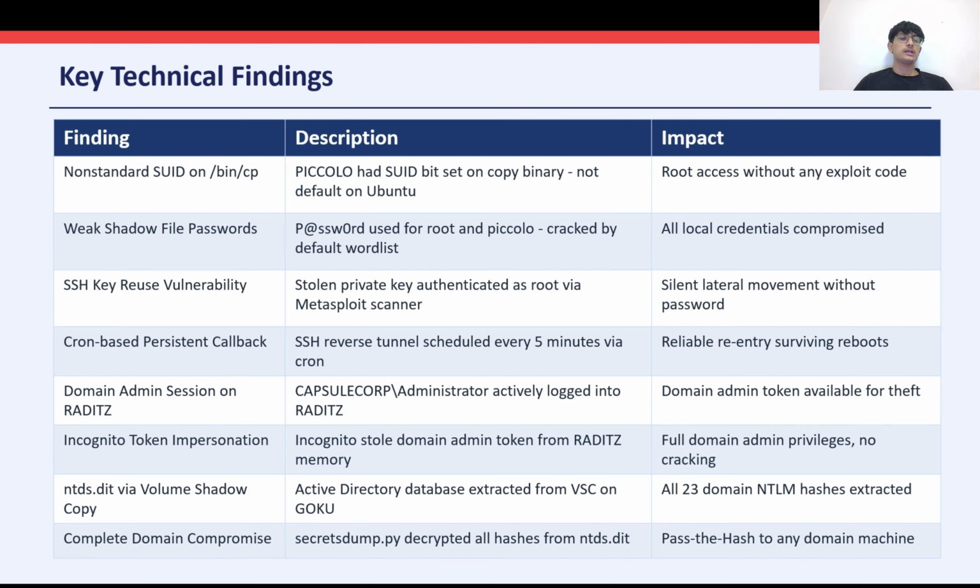We also did a domain admin session on Raditz, which was also done before in Chapter 8. Incognito token impersonation. We impersonated the Capsule Corp administrator and we got all the tokens. We downloaded the data and ntds.dit via volume shadow copy, and we had finally done the complete domain compromise.